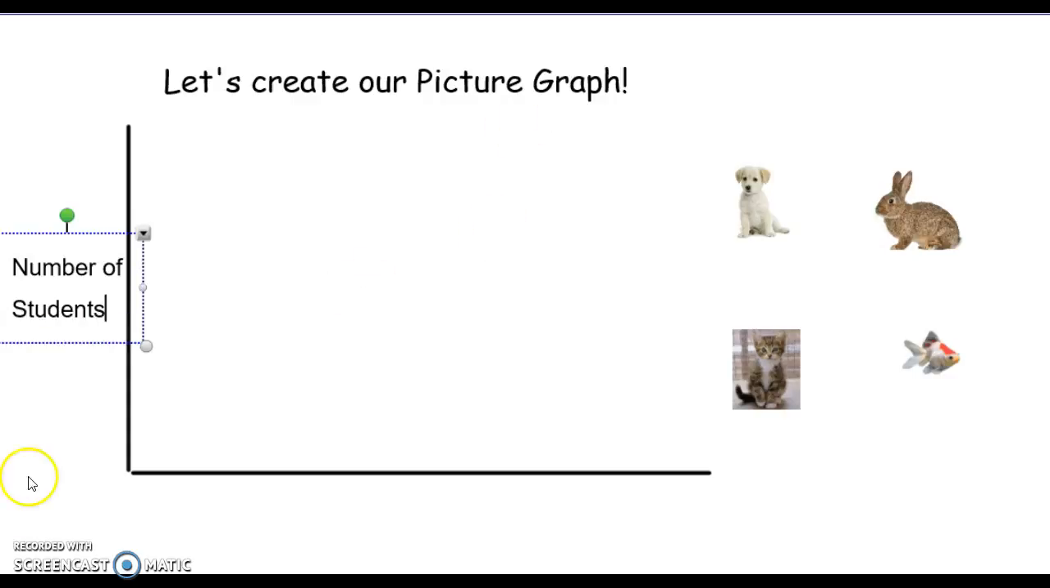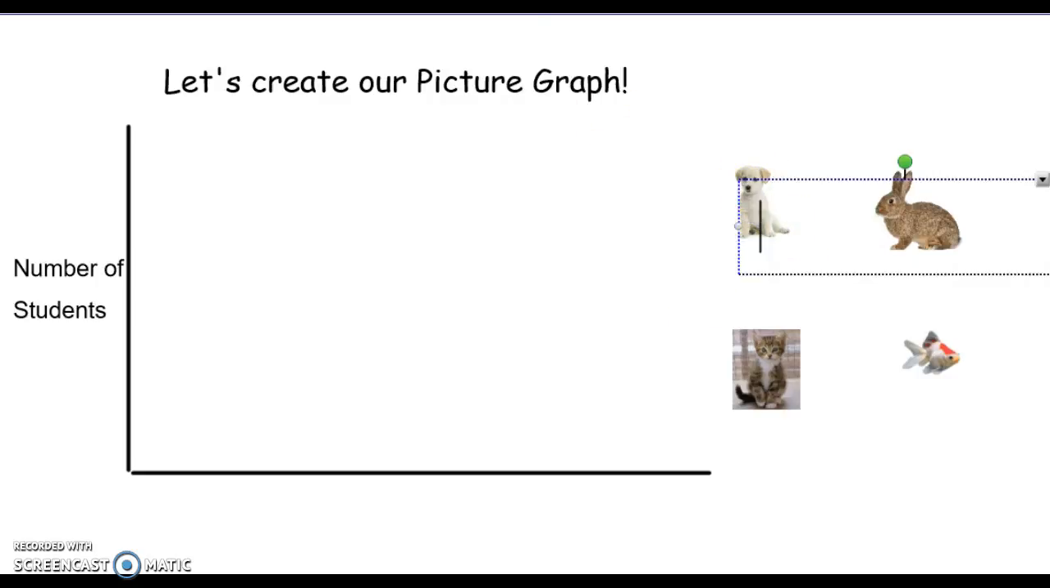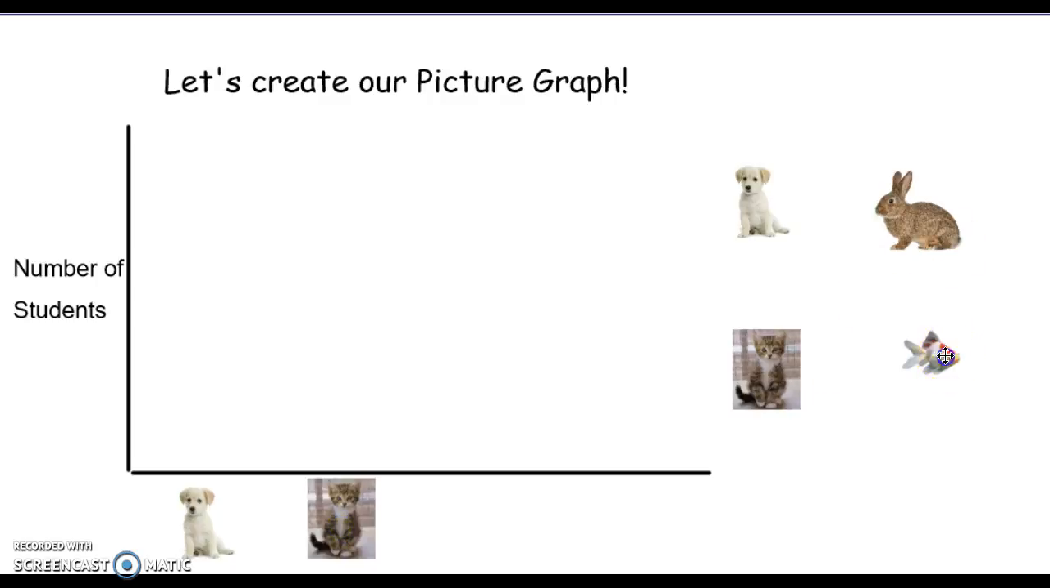That means that however high this picture graph goes, that tells us how many students like that particular pet. And then down here, we're going to put pictures of our pets so we know which pets go in which column. So we have the dog, the cat, the fish, and the bunny. So let's get started here.